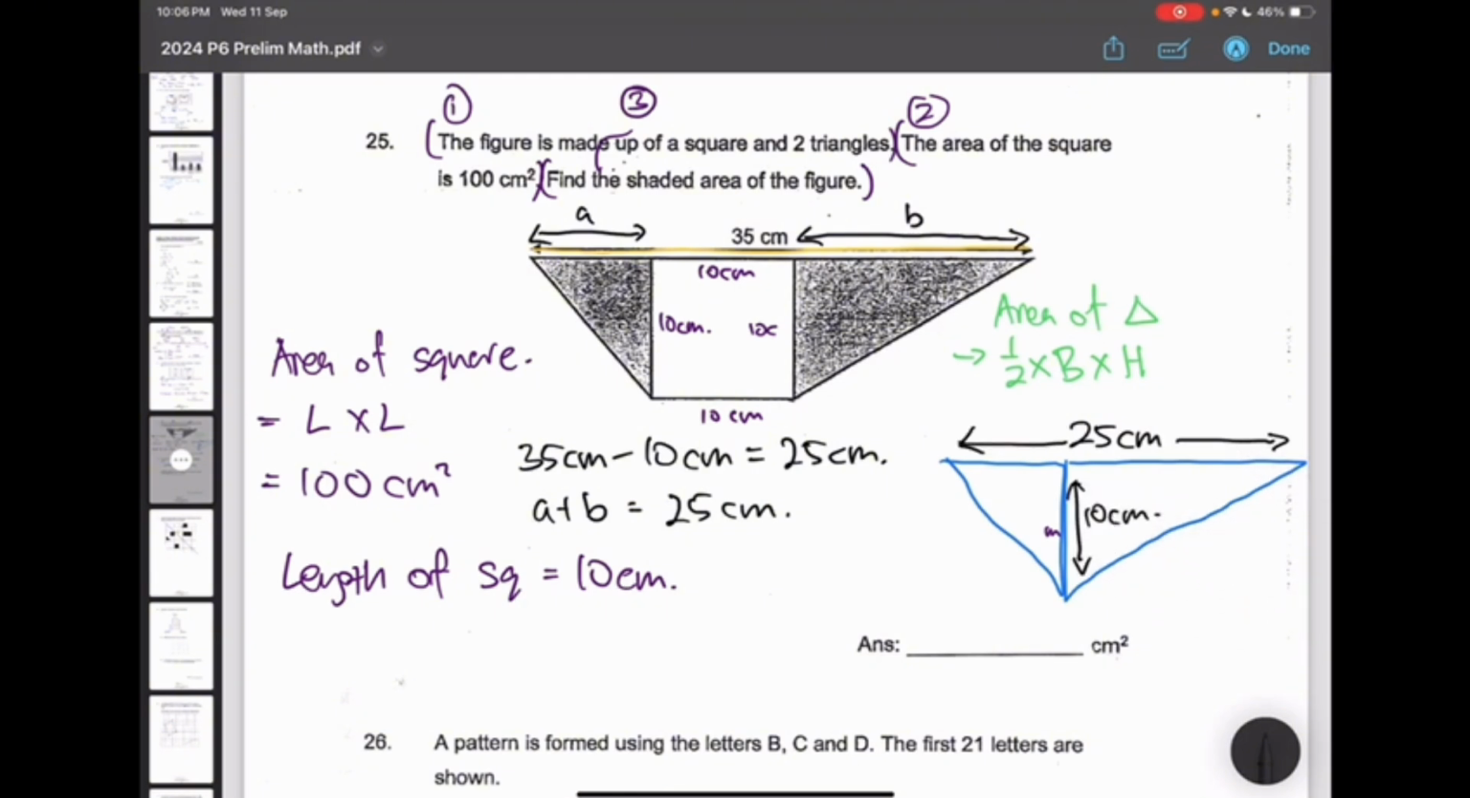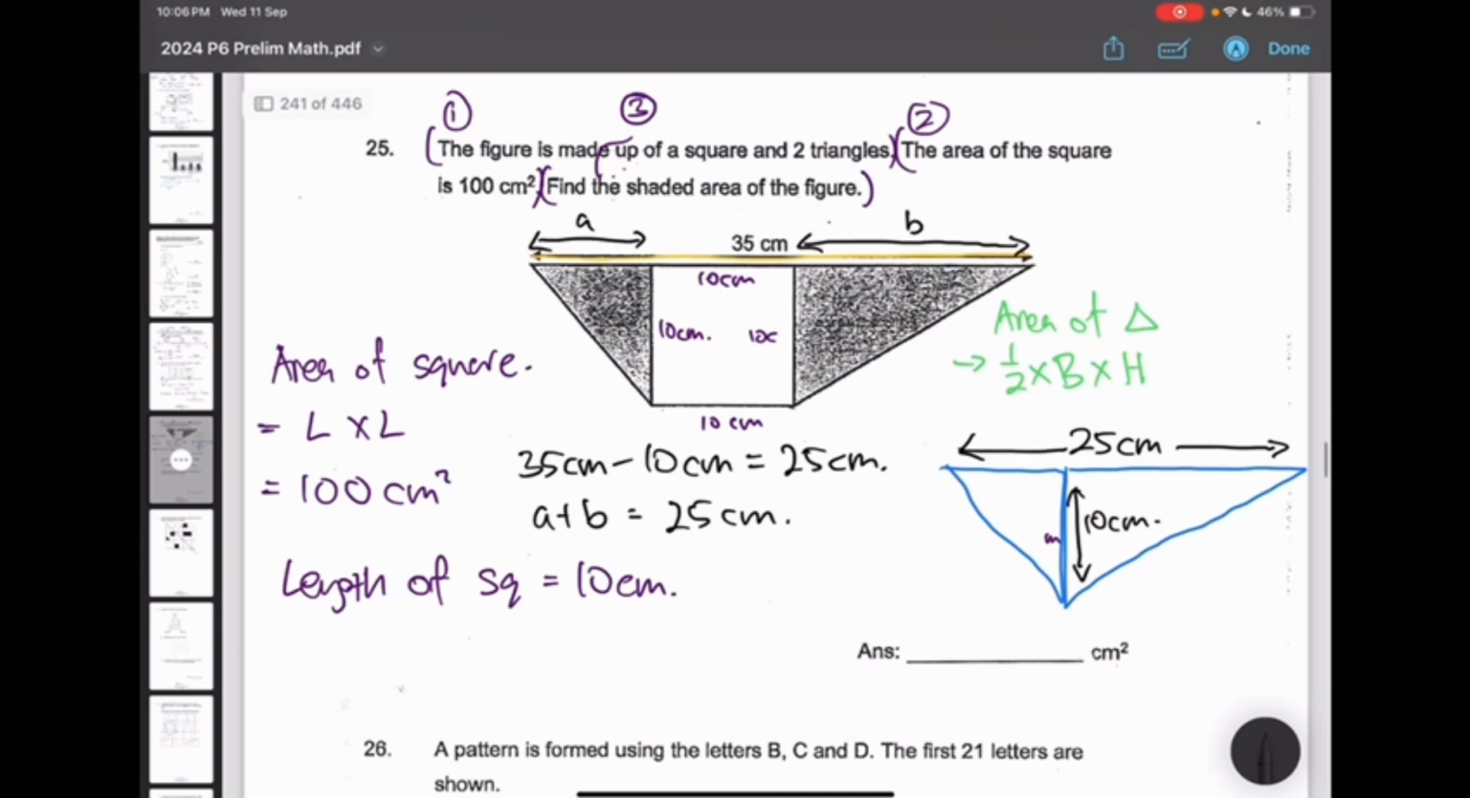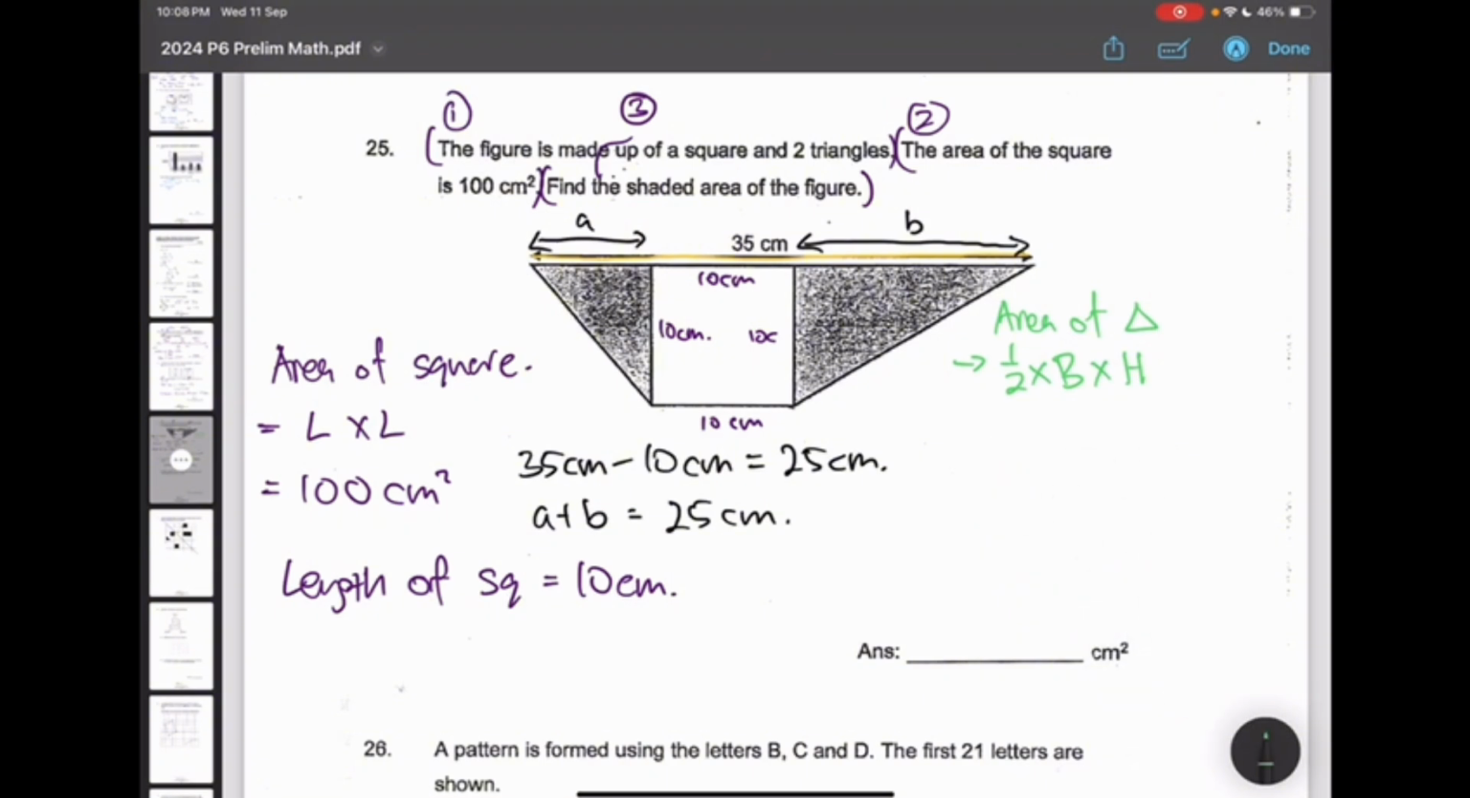Now, what I can do is fill in the blanks in my formula. Alright, so I'm just going to erase this to make some space. What I can do now is fill in the values of my area of triangle formula, and that would be half times base being 25 cm times the height of 10 cm, and that would give me 125 cm squared. And this is my answer for question number 25.